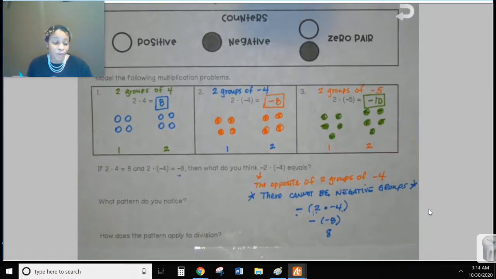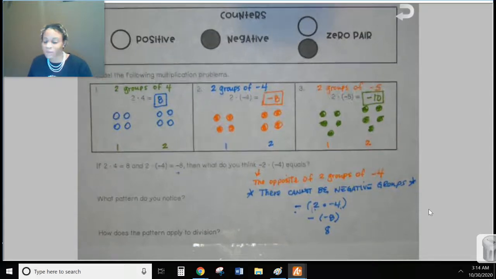So today we're not only doing counters, we're also doing the number line. With multiplication and division, we don't spend as much time on the number line as we do with addition and subtraction, but we definitely want to look at it and see how it looks differently.